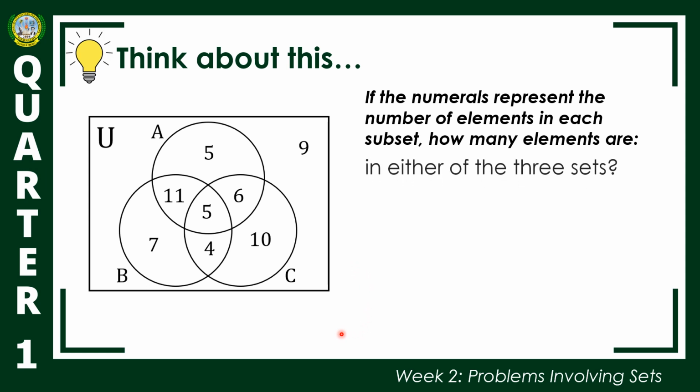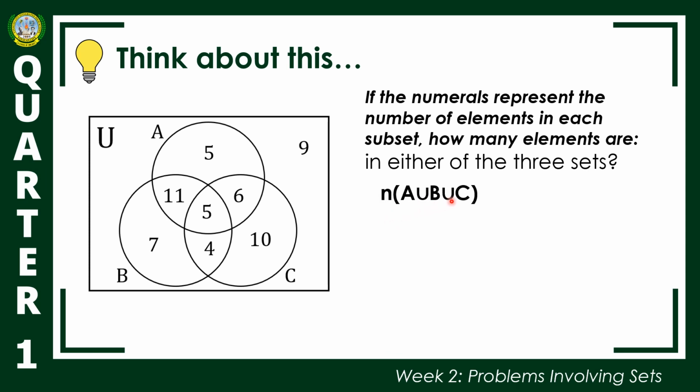Next is, how many elements are in either of the 3 sets? Ang keyword po natin is either. Pag sinabing either, ang set operation po na hinahanap is the union, meaning, hahanapin po natin ang number of elements in the union of A, B, and C. So, sa Venn diagram po, makikita natin na binubuo ito ng 7 subsets. So, ang gagawin natin is, i-add po natin yung mga elements ng 7 subsets na iyon.